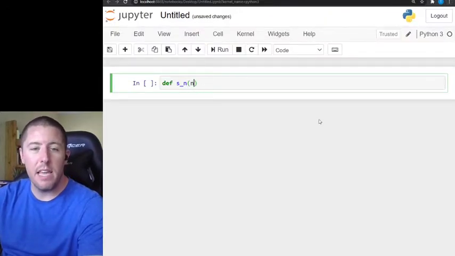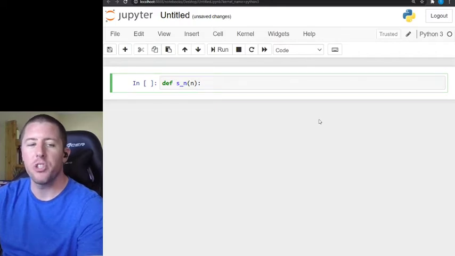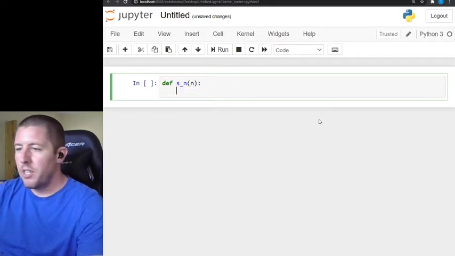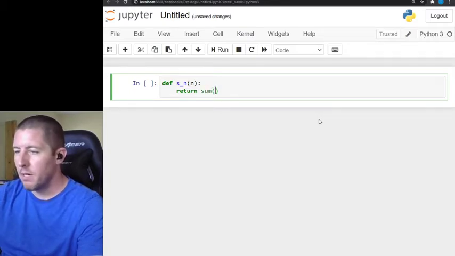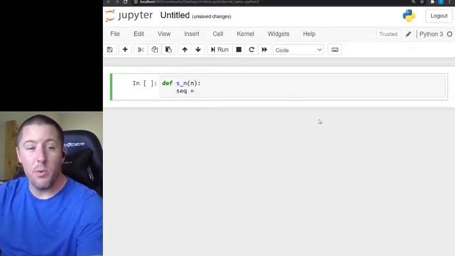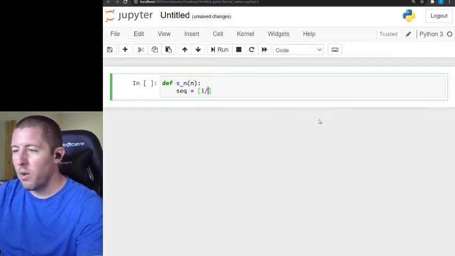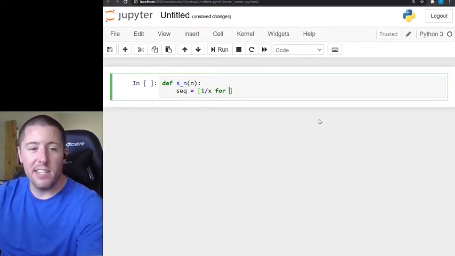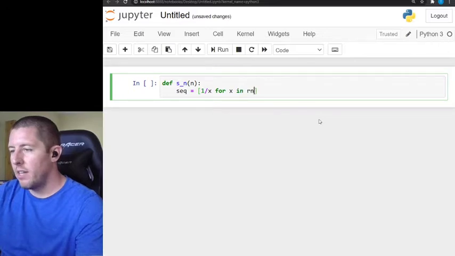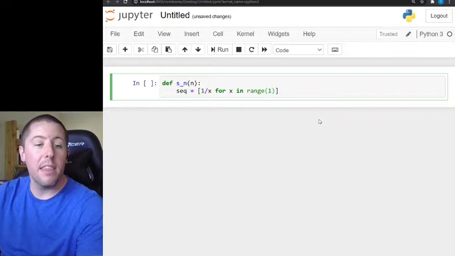What information do I want to give it? Well, I need to tell it which n you're referring to so that it can tell me, oh, you wanted s sub 7? Here's the sum that we've got so far, our partial sum calculator. So I want to return the sum of a list of numbers. What's the sequence that we're building here? Well, it's a list, so I'm going to put it in brackets, and it's going to look like 1 over x. For which x's? For x in range. Where do we want x to start? At 1. And we want to go up to the nth term.